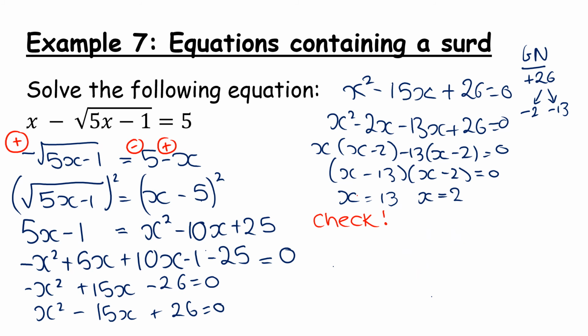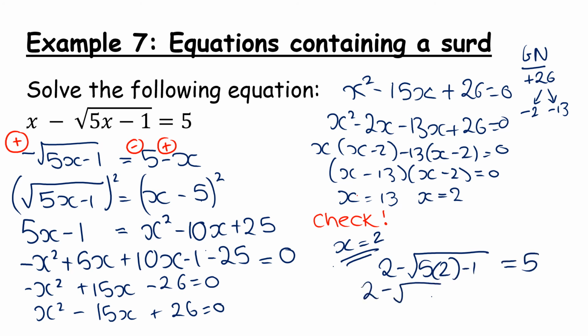So now let's check x equals 2 and see does it work. So we have 2 minus the square root of 5 by 2 minus 1 equals 5. So we get 2 minus the square root of 10 minus 1 equals 5. So we get 2 minus the square root of 9 equals 5. So 2 minus 3 equals 5. Is that true? No, that's not true. Therefore, our answer is x equals 13. So this answer here does not work.